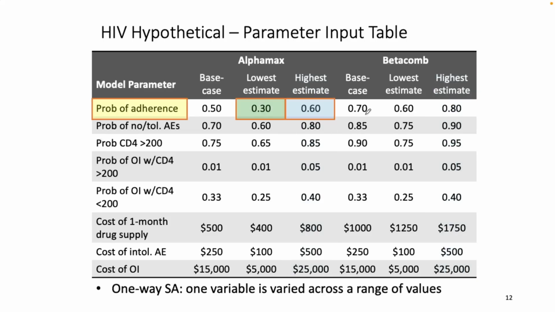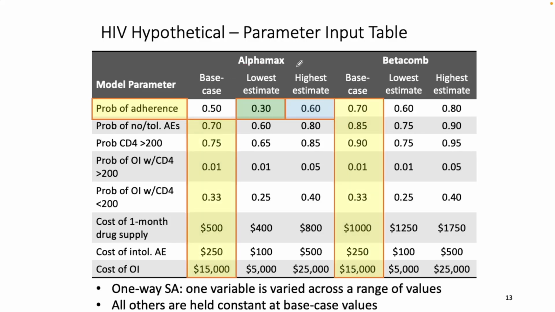So the way that this analysis works is we're going to go one parameter at a time, and even one medication or one strategy at a time. So in this case, we're looking at the probability of adherence, and we're only looking at the probability of adherence with Alphamax. And then we're going to hold everything else constant. So everything else gets held at its base case value, and we're going to vary the probability of Alphamax from its high to its low and see how the ICER changes.